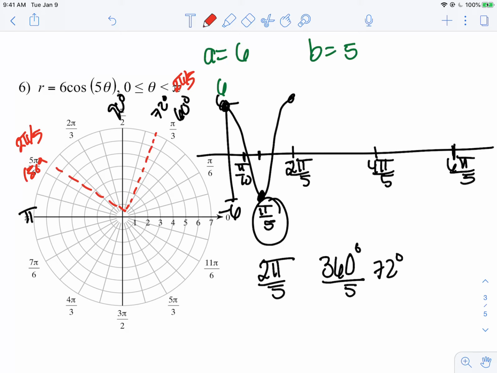So we're going to keep adding 72 degrees. Okay, so plus 72, and we get 216. So this is 210, so 216 is somewhere over here. So we're basically dividing the circle, 360, into 5. Okay, so the next one, plus 72, we get 288 somewhere over here.